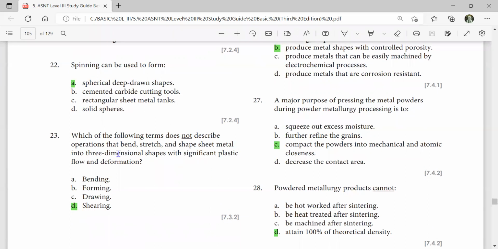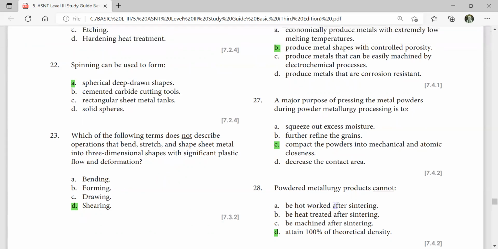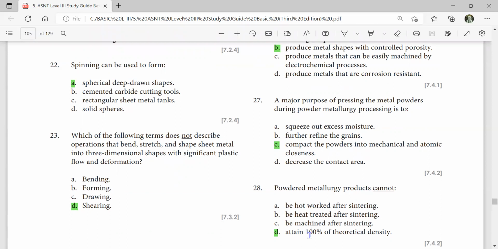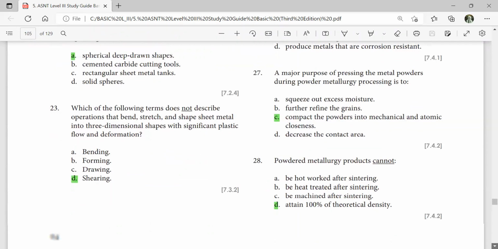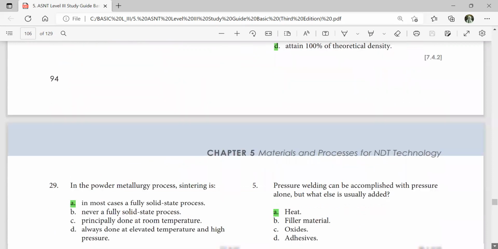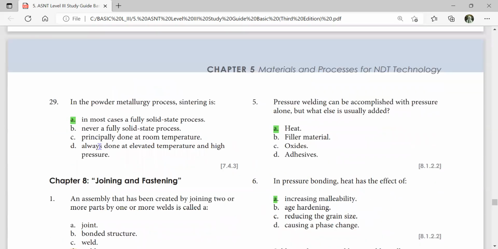Which of the following terms doesn't describe operations that bend, stretch, and shape sheet metal into three-dimensional shapes with significant plastic flow and deformation? Shearing. Powder metallurgy products cannot attain 100% theoretical density. In the powder metallurgy process, sintering is in most cases a fully solid state process.